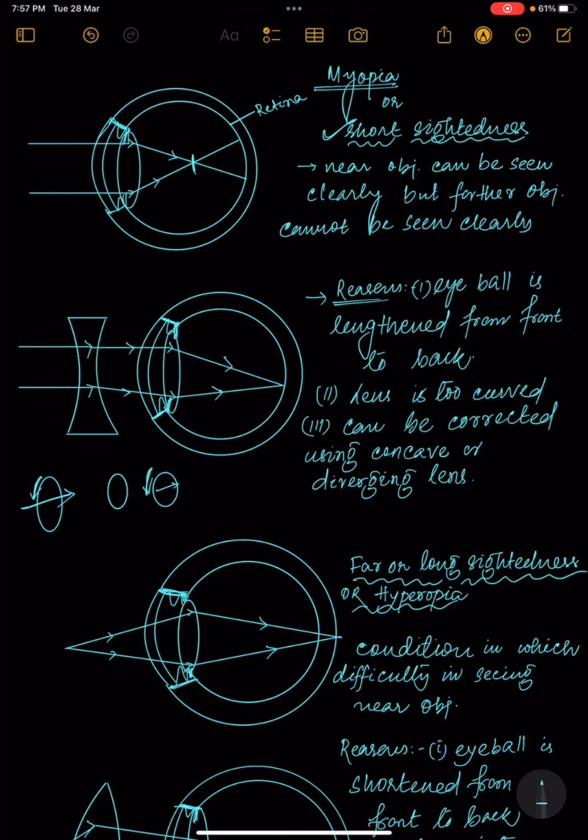Here we can keep a diverging lens in front of the eye, and it will diverge the light rays while entering. The eye lens is a convex lens, so it will converge the rays. Now we have first diverged the light rays when passing through the concave lens, and again in case of the eye lens we converged them. Okay, now you have understood the concept.